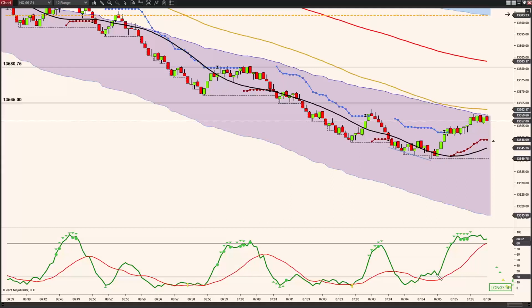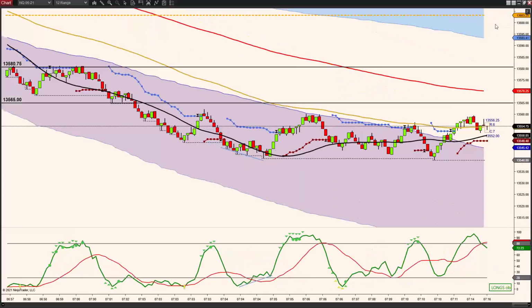And while you look at the stochastic here on the green line, you can see we have higher lows. So that's an indication that price is likely to bounce. It may only be a bar or two, but that would be a heads up to tighten your stop or even exit the trade.